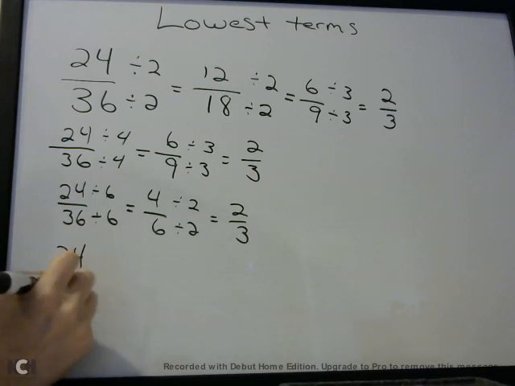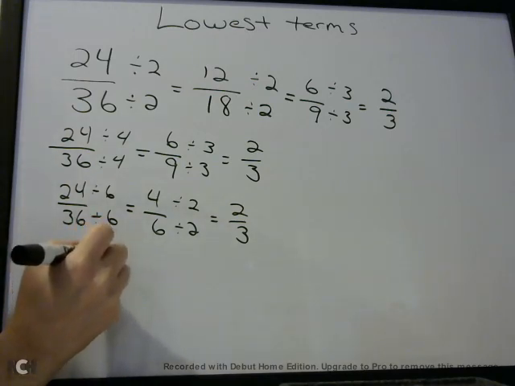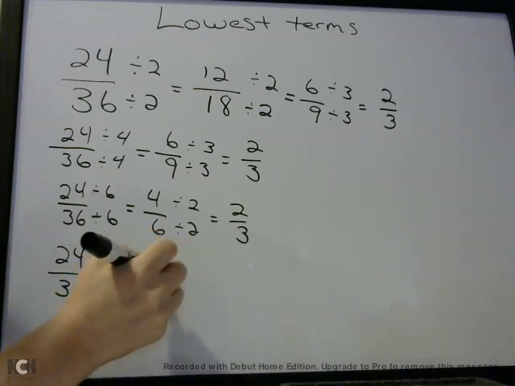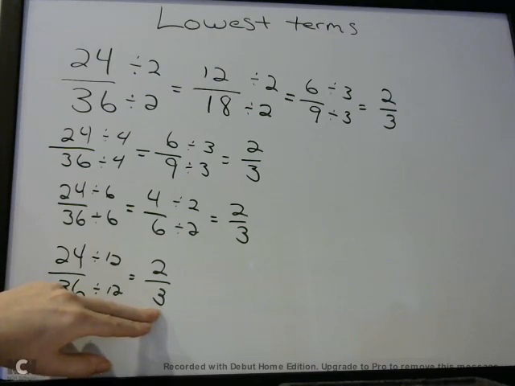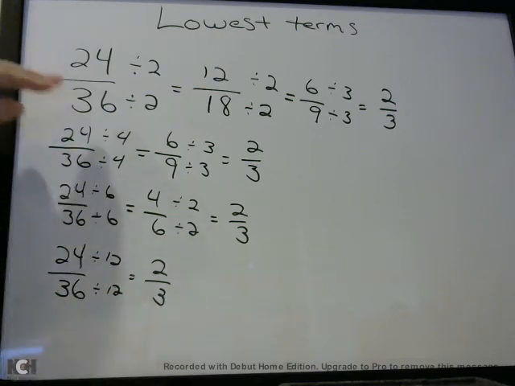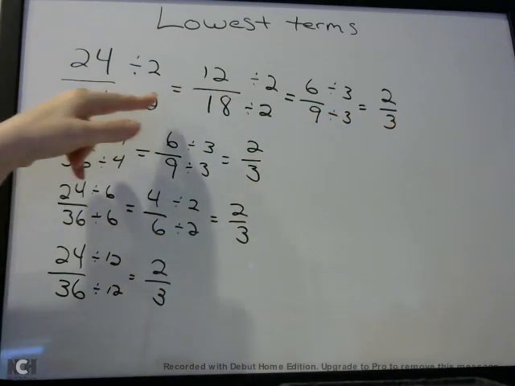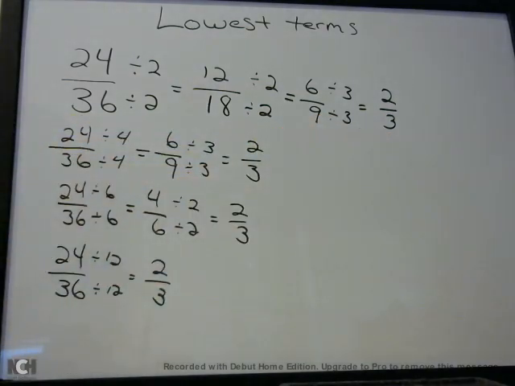Now, the fastest way would be if you look at these two numbers and say, you know what, both of those can be divided by 12. 24 divided by 12 is 2. 36 divided by 12 is 3. So if we recognize a higher number, we get there quicker. But it really doesn't matter. However you get there, you just need to get there. And so keep working until you get to the fraction that is in lowest terms.